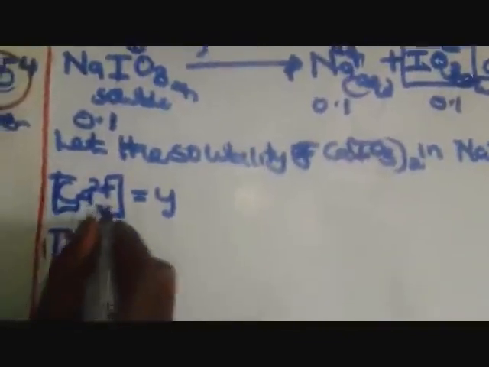Calcium ion concentration is going to be equivalent to the concentration of the calcium ions, which is now Y. Then we have the concentration of the iodate ions. For the iodate ion concentration, we have the first 2Y from the sparingly soluble salt, but again, we have the iodate ions which are new because of the sodium iodate. So plus the 0.1. These are the new ones.